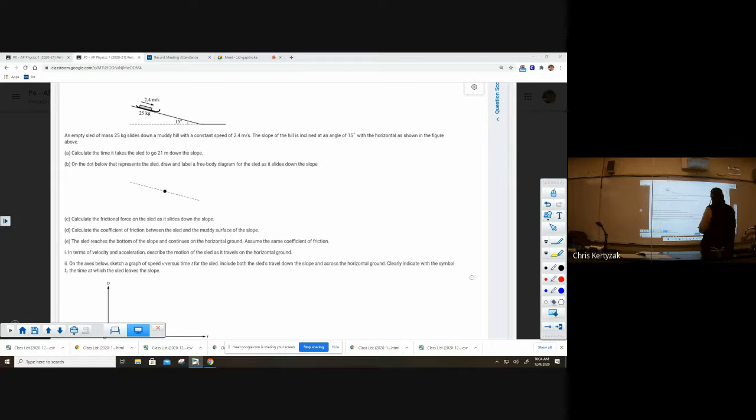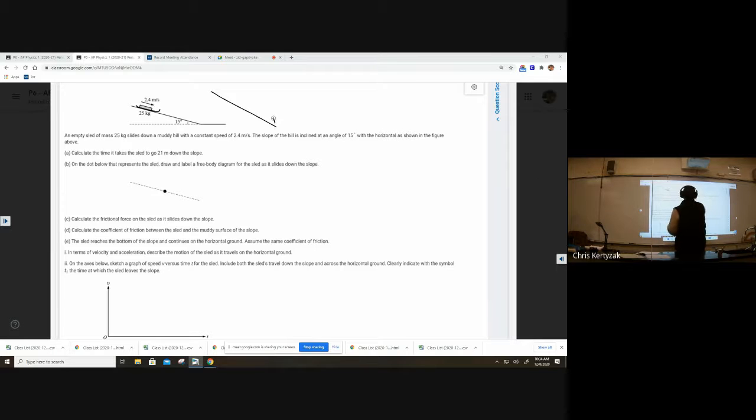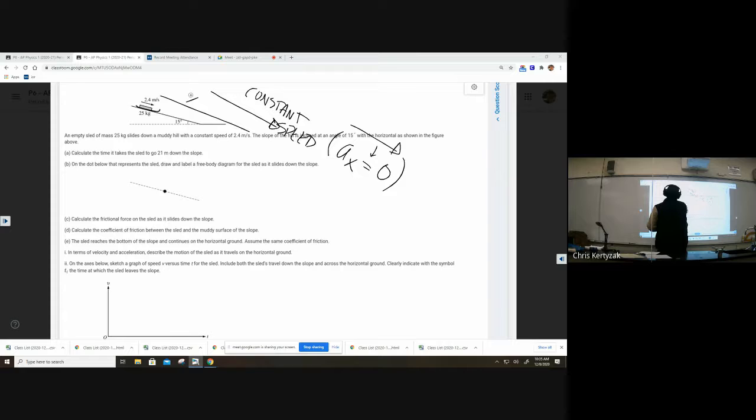Calculate the frictional force. So we know that if this thing is going down this hill at a constant speed, because that's what they told us, in that direction, that means that there's no acceleration. That means that the acceleration along this axis, there is none. Remember that our x-axis goes along that direction, x.